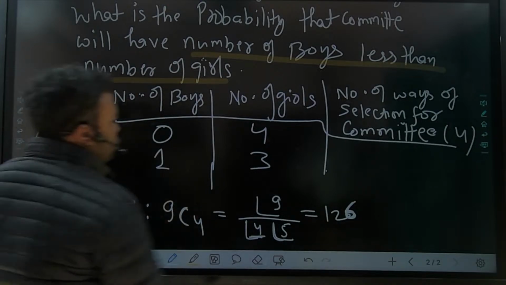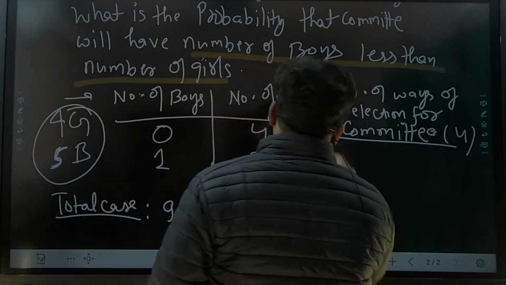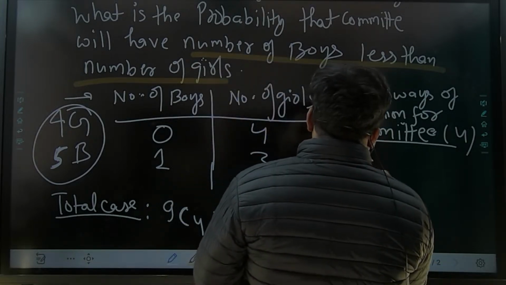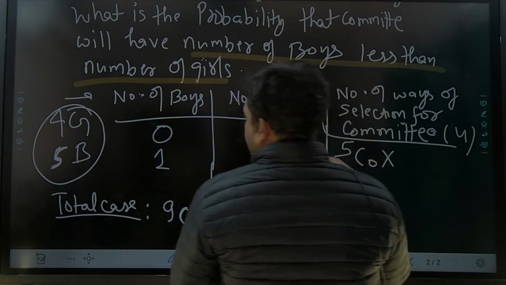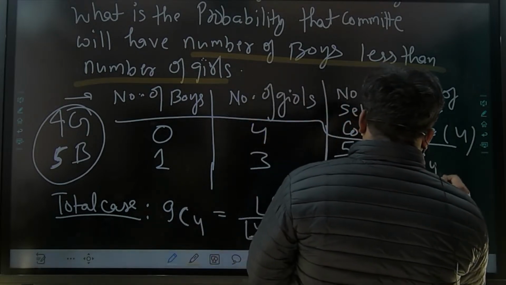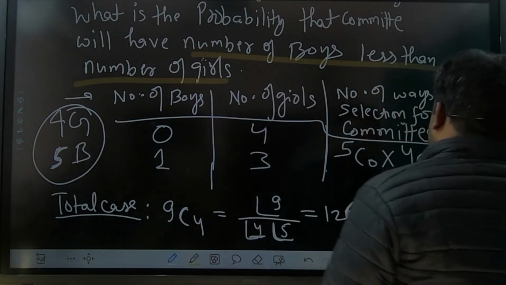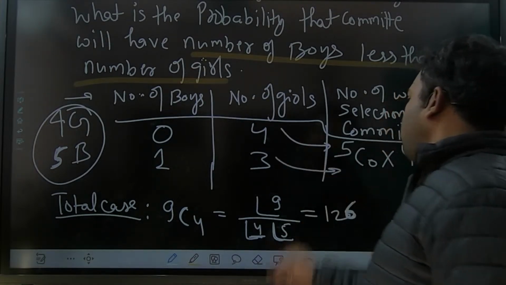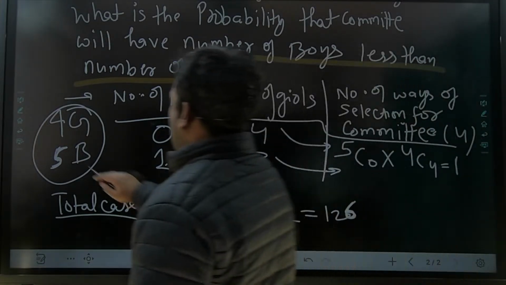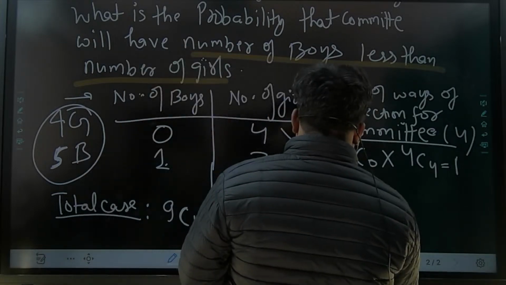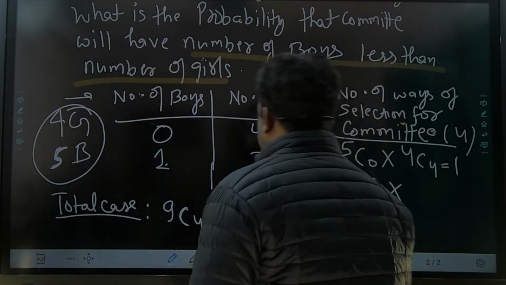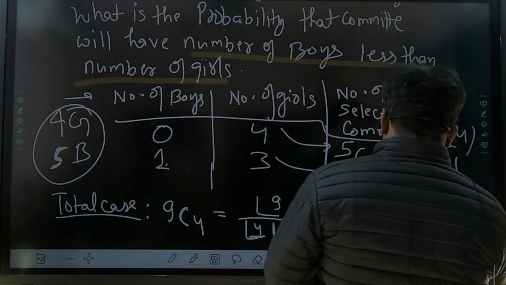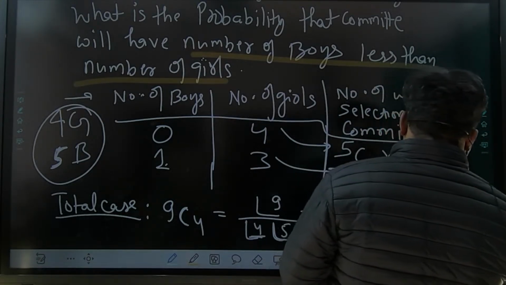1 boy and 3 girls is favorable. So for the first case, what is the way to select? It means 0 boys from the 5 boys, and from the 4 girls you have to select 4. That is 4C4, which is equal to 1 only. And the next case: you have to select 1 boy out of 5, so it is 5C1. And we are not done yet, you have to select 3 girls also out of 4, so 4C3. If you calculate, it will become 20.